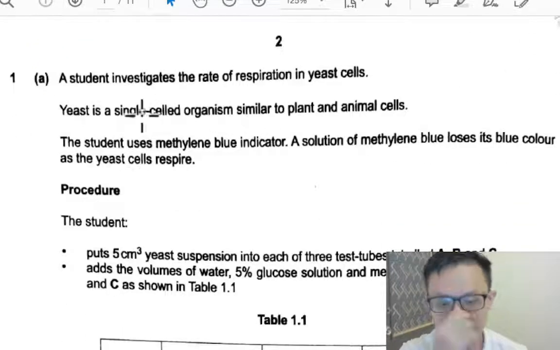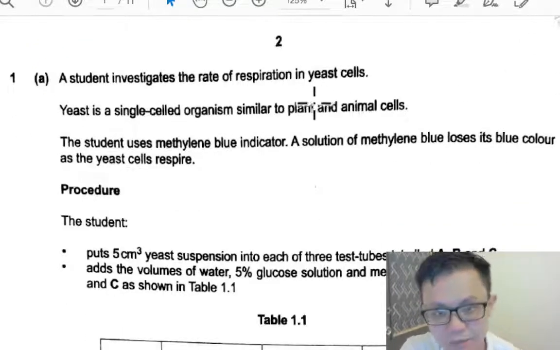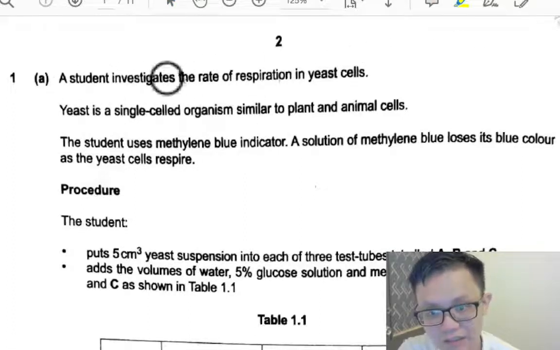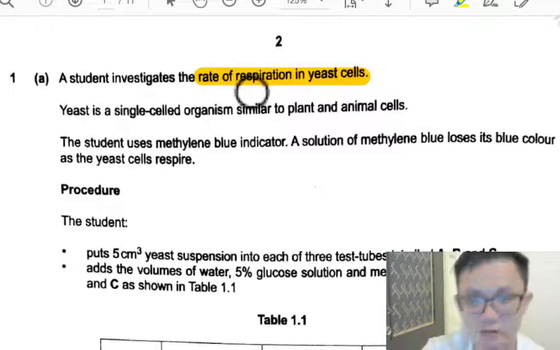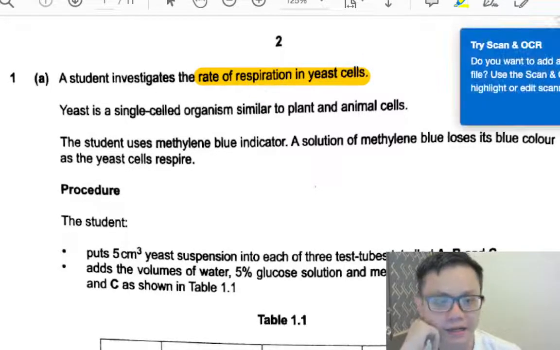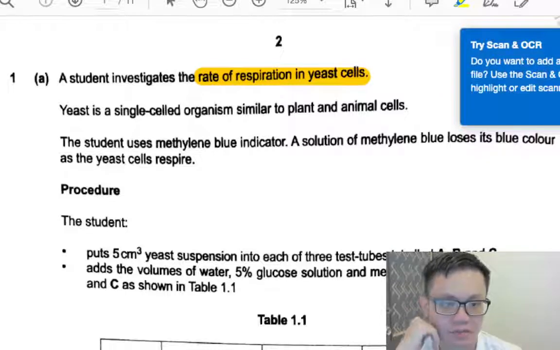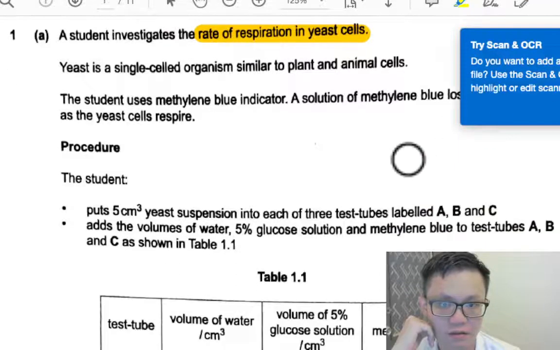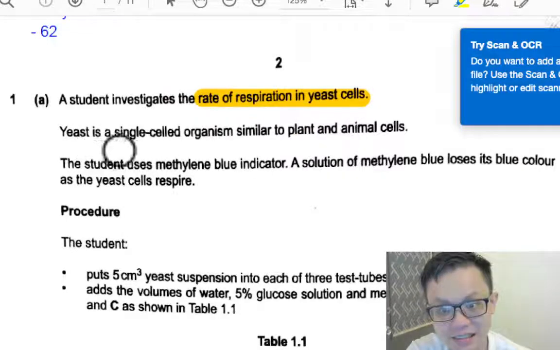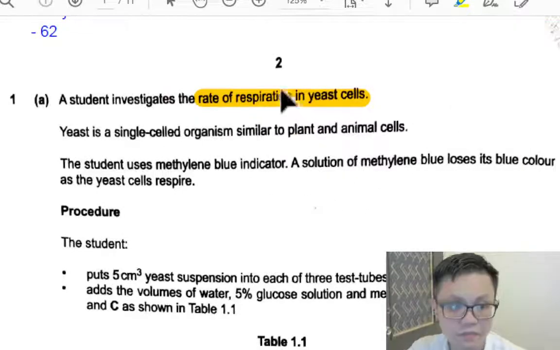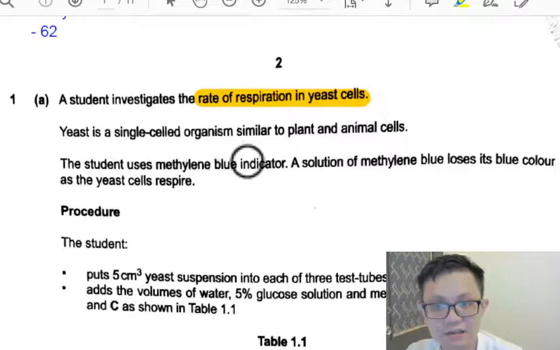A student investigates the rate of yeast cell. Let's highlight the important words. Student investigates the rate of yeast cell. So I'm thinking maybe he wants to just know the rate of respiration. Yeast is a single cell organism, similar to a plant.